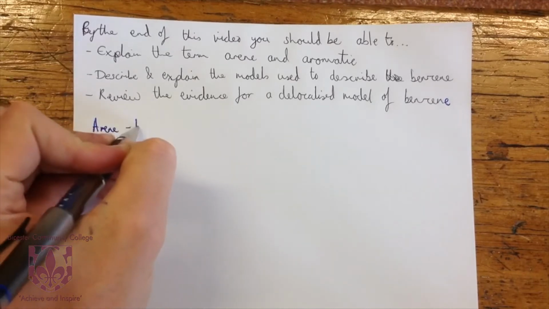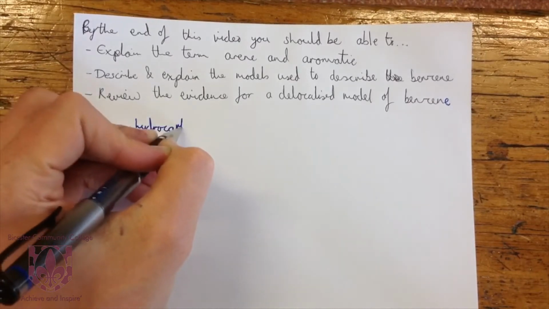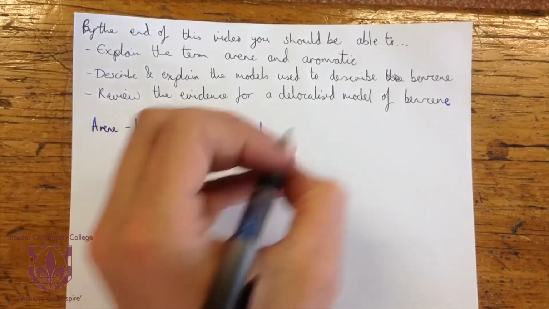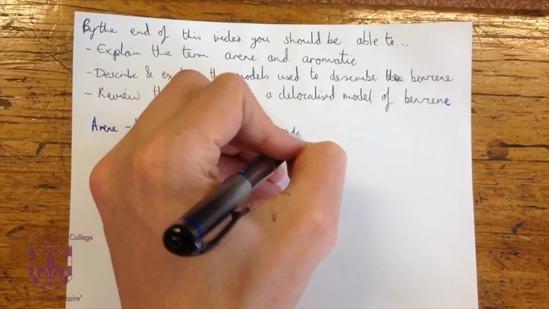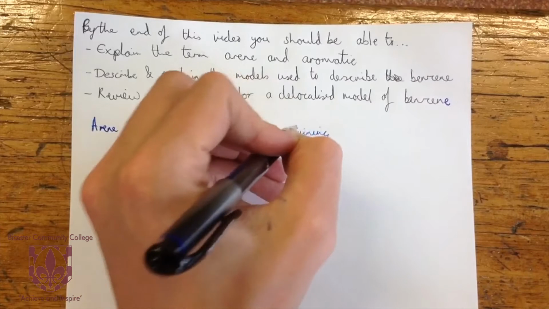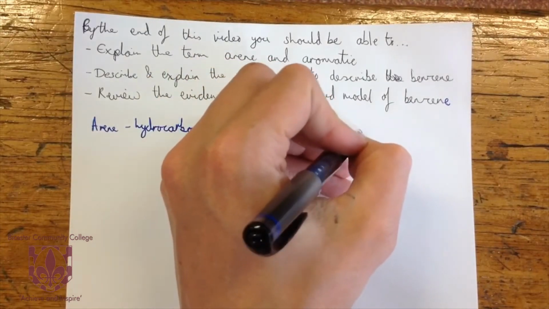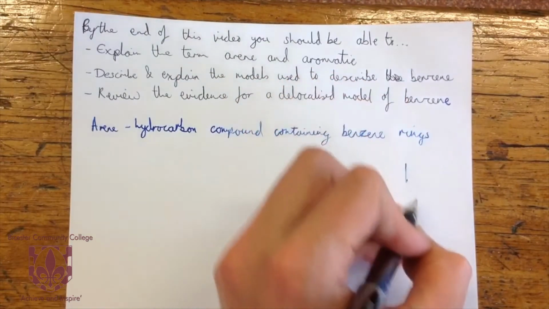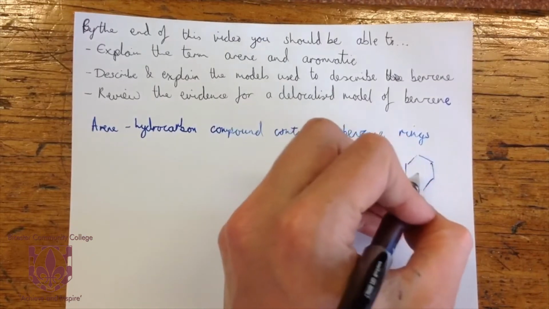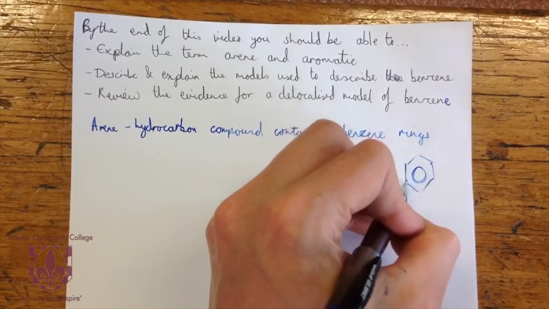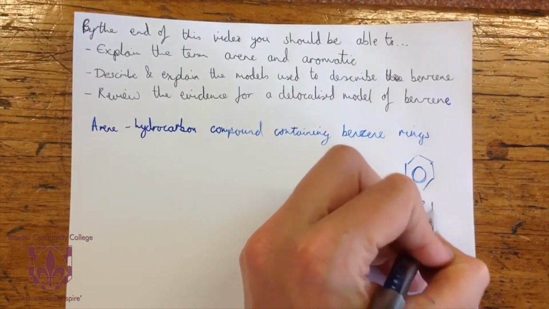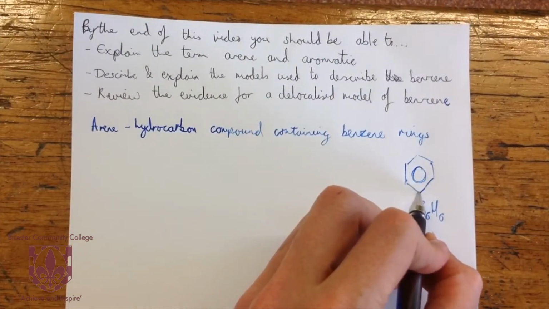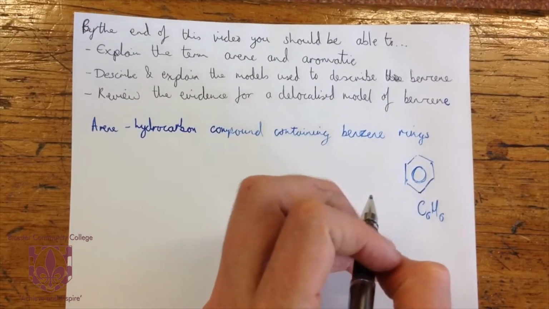first of all, is a hydrocarbon compound containing benzene rings. Okay, and a benzene ring is this thing here with 6 carbons, and we draw a circle through the middle, and that is C6H6. Okay, so each carbon is bonded to one hydrogen that's not been shown.